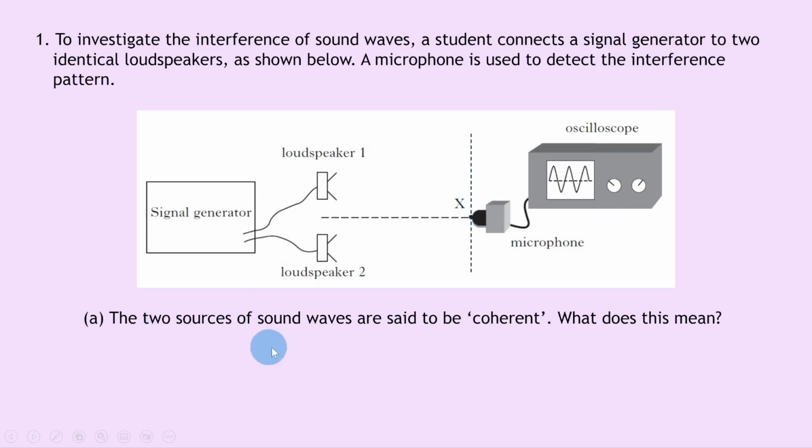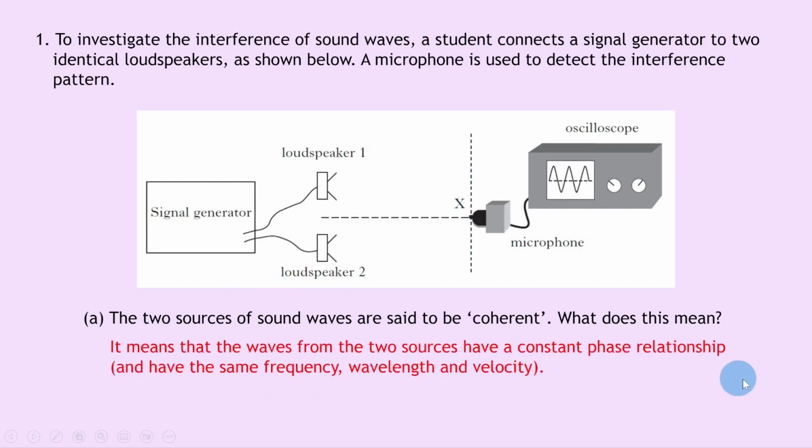Part A says the two sources of sound waves are said to be coherent. What does this mean? Well, remember from the notes, it means that the waves from the two sources have a constant phase relationship, and therefore have the same frequency, wavelength, and velocity.